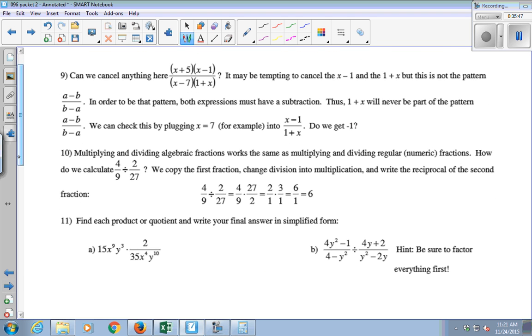All right. Can we cancel anything here? x plus 5 times x minus 1 over x minus 7 times 1 plus x. No, there are no identical factors. And if I was going to use that other rule, the a minus b over b minus a, if I had an x minus 1 here, what would have to be on the bottom to be able to cancel? 1 minus x would have to be the thing on the bottom to make a negative 1. But it's not a 1 minus x, it's a 1 plus x, so nothing cancels.